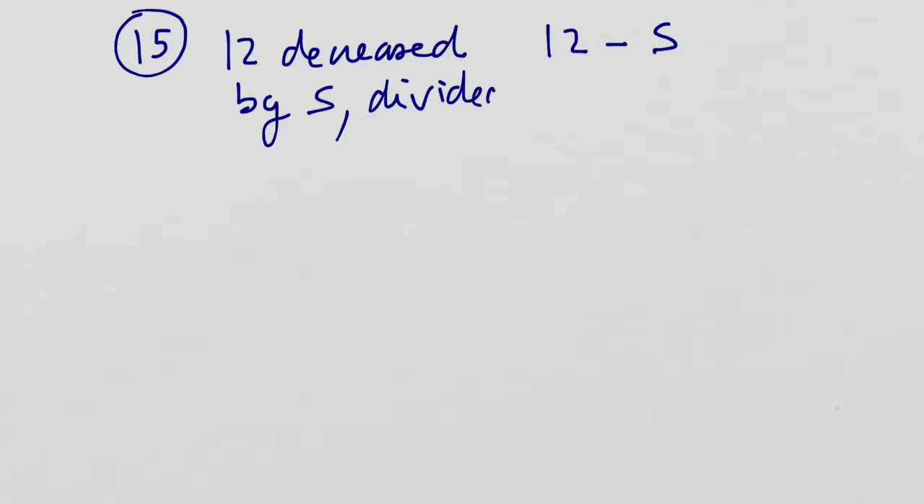Let's take a look at problem number 15. What do we have? We have 12 decreased by s. So right away I'm going to write 12 minus s. Then divided by 4. Everything will be divided by 4. So 12 minus s, divided by 4.